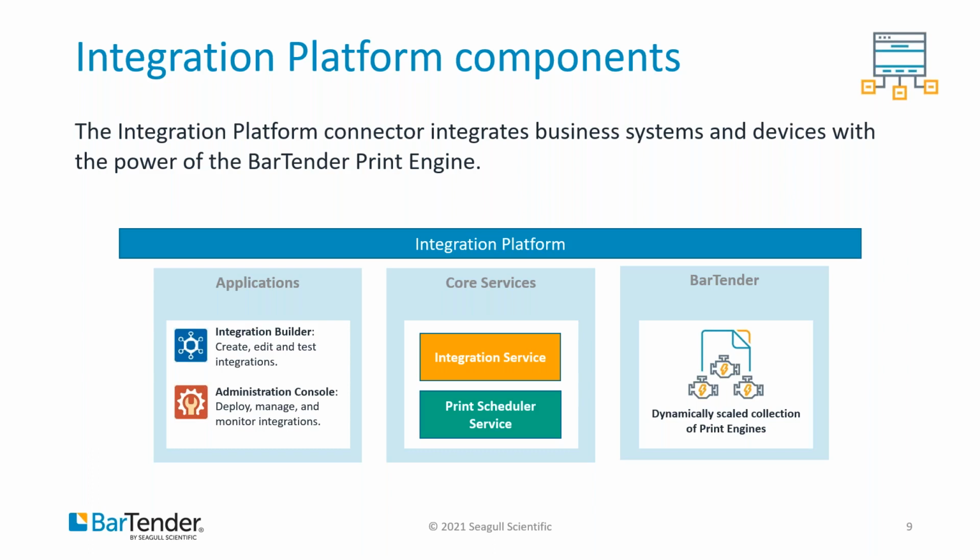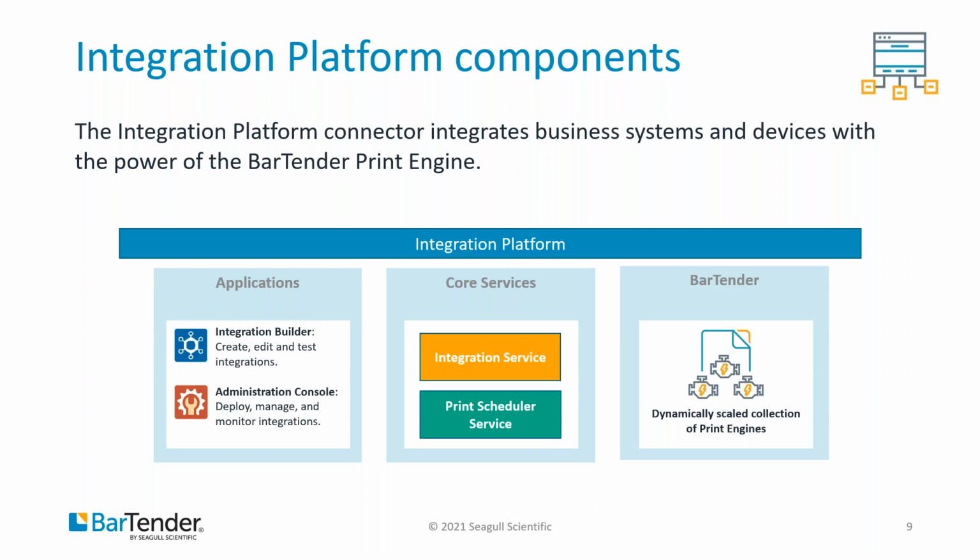as this controls a collection of BarTender print engines. The print scheduler service can be configured to automatically scale the number of print engines according to the capabilities of your server. It can also be used to intelligently assign a print request to the most available and applicable print engine to actually execute the print job.